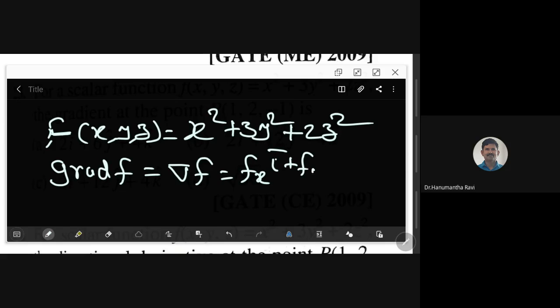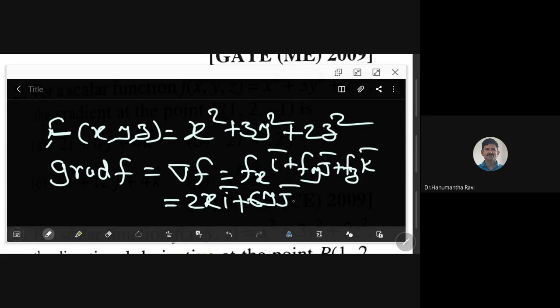Now you want gradient of f, grad f. So that is fx i bar plus fy j bar plus fz k bar. So what is fx? Fx is 2x, 2x i bar. Fy is 6y, 6y j bar. Fz is 4z, 4z k bar.